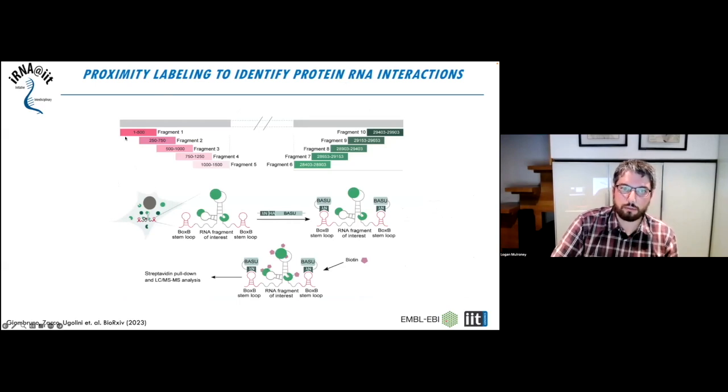And so this is a technique called proximity labeling, where you have a target RNA that is flanked by these BboxB stem loops. And then this BSU construct hybridizes with the stem loop, and when incubated with biotin, will label all of the proteins that are interacting with your RNA fragment in a very rapid manner. And then you can pull down using streptavidin, and then do LC-MS/MS to figure out which proteins were present in your sample.